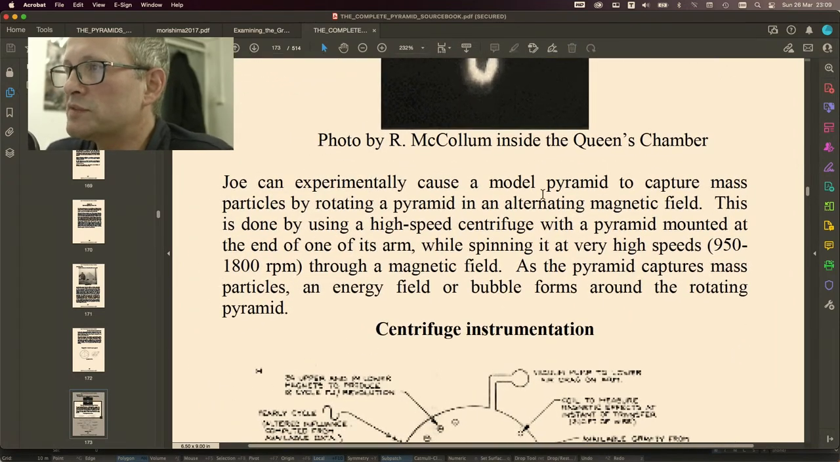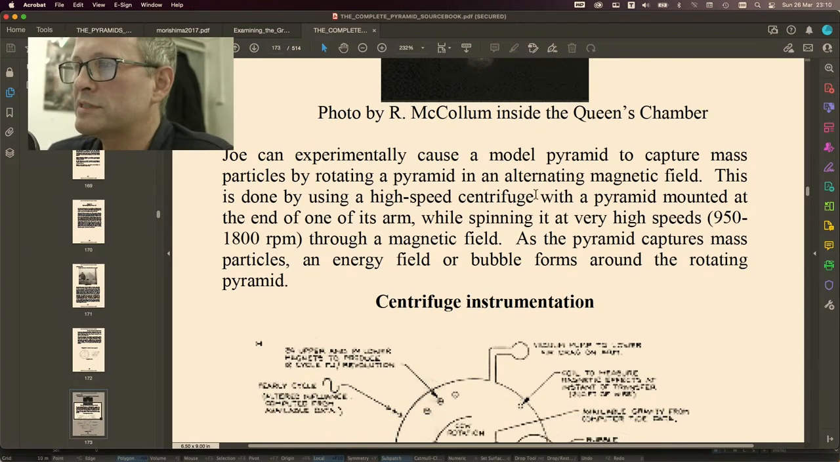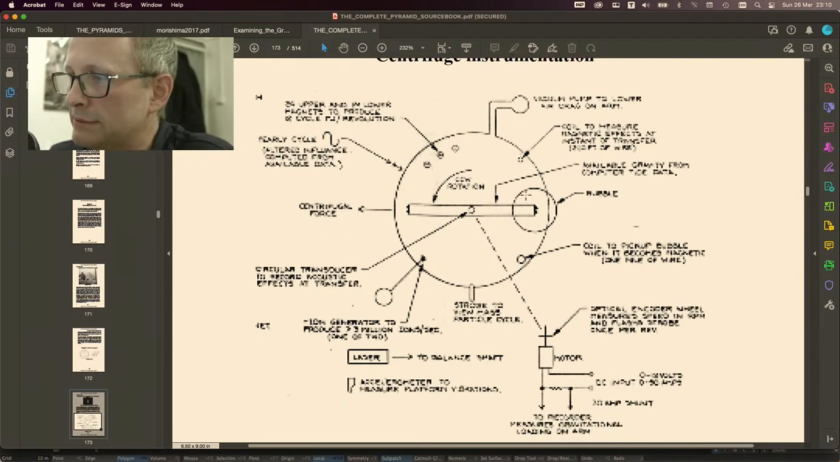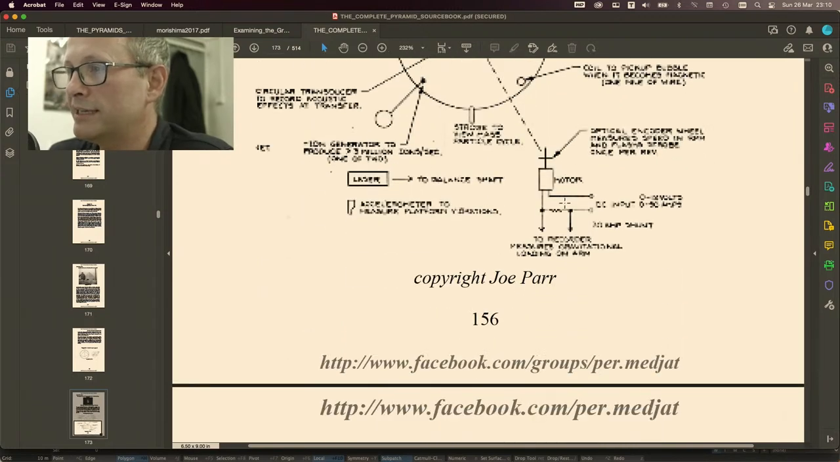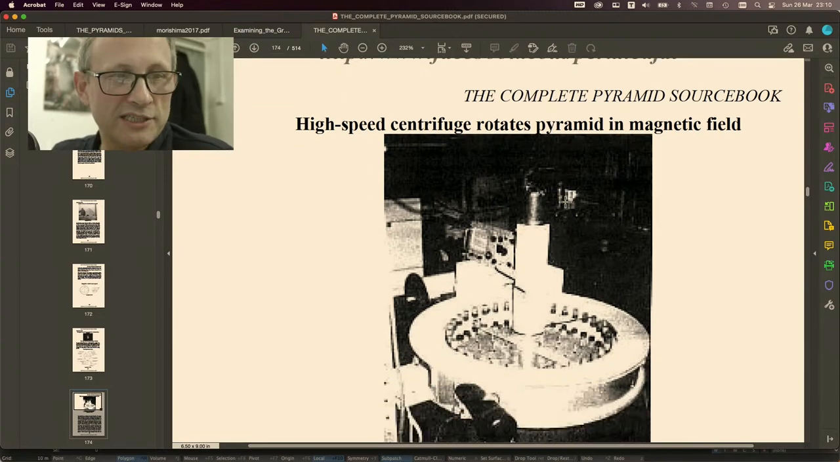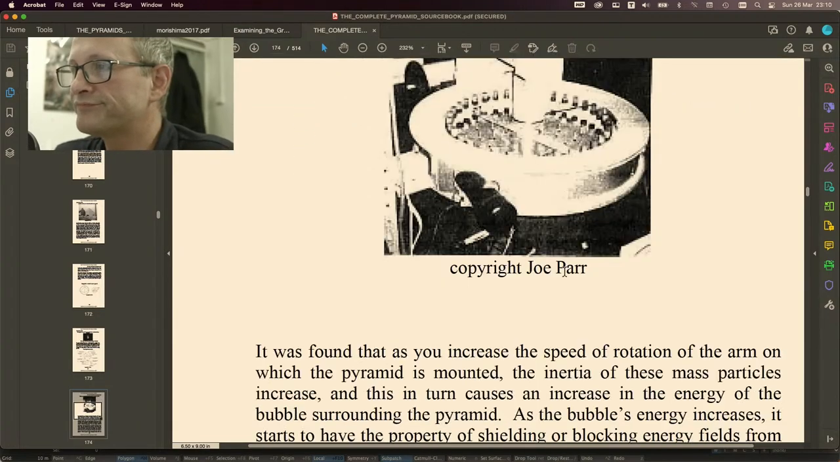Joe can experimentally cause a model pyramid to capture mass particles by rotating a pyramid in an alternating magnetic field. This is done by using a high-speed centrifuge with a pyramid mounted at the end of one of its arms while spinning at very high speeds, 950 to 1,800 RPM, revolutions per minute, through a magnetic field. As the pyramid captures mass particles, an energy field or bubble forms around the rotating pyramid. Another really terrible diagram. I have no idea what's what. I guess the pyramid's on the end here, and this is the bubble that's forming around it. That's as much as I can get from that, because it's otherwise totally unreadable, right? And here is a picture which is slightly more readable, and it's spinning around.